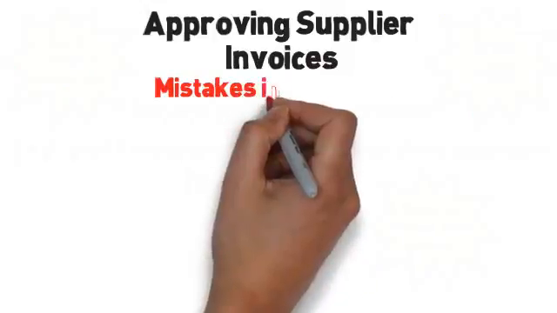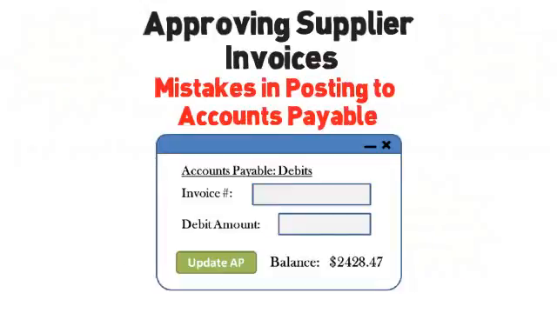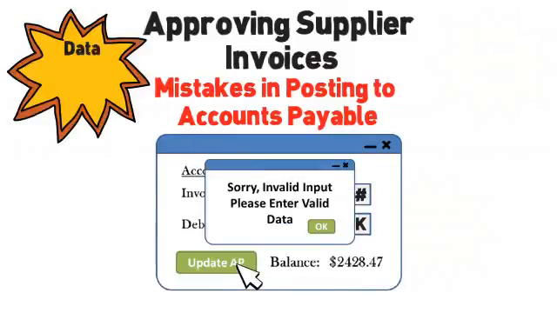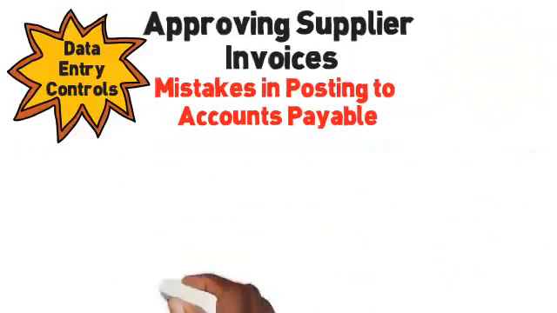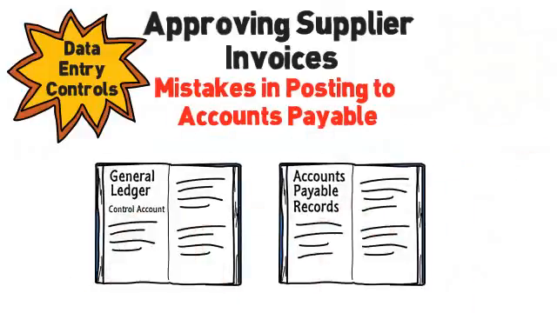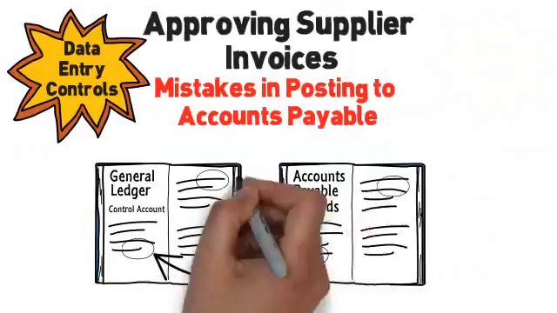Now, for mistakes in posting to accounts payable, you can use data entry controls, so only proper and correct data can be entered into the system. You can also reconcile accounts payable records with the general ledger control account to make sure everything matches.